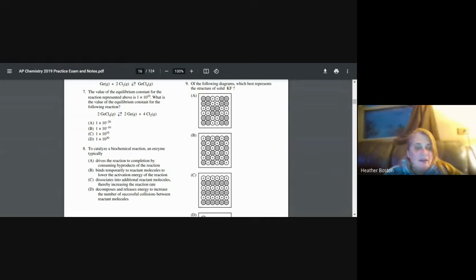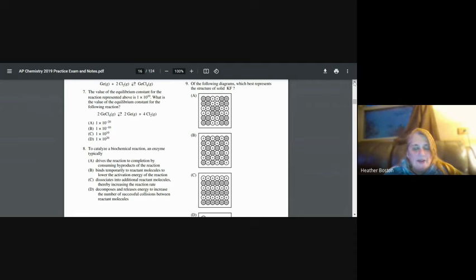Dissociates means it dissolves, and that's not going to happen. A talks about consuming byproducts of the reactions. That's a chemical reaction. That's not going to happen. So the correct answer is B. It binds temporarily to the reactant molecules to lower the activation energy. So that's how catalysts work.